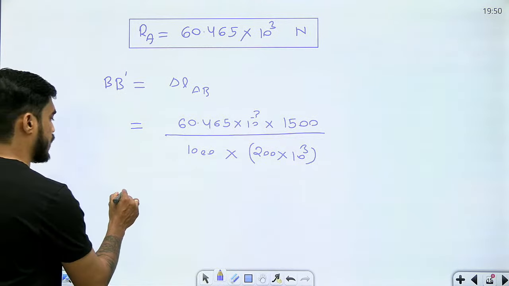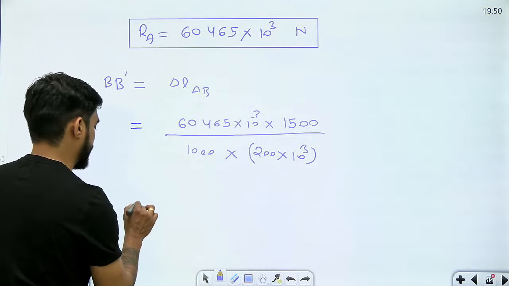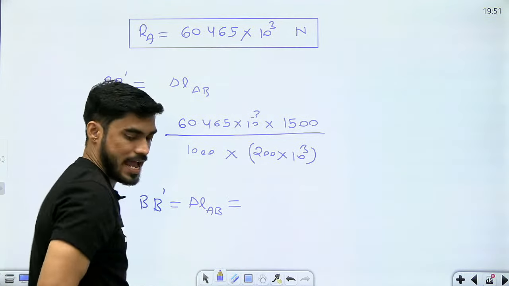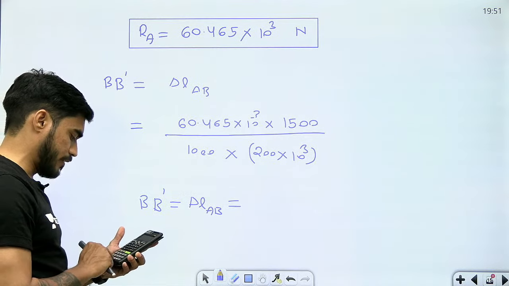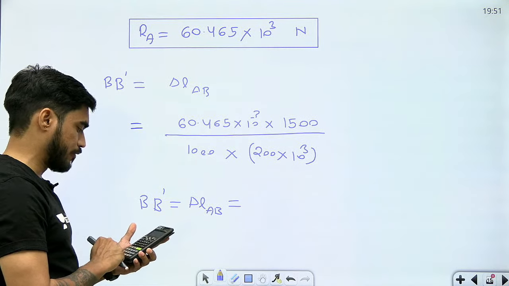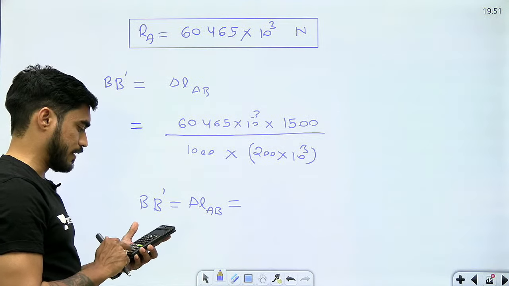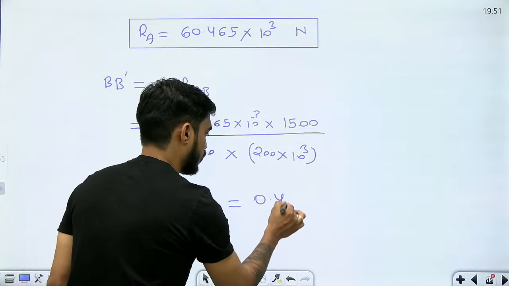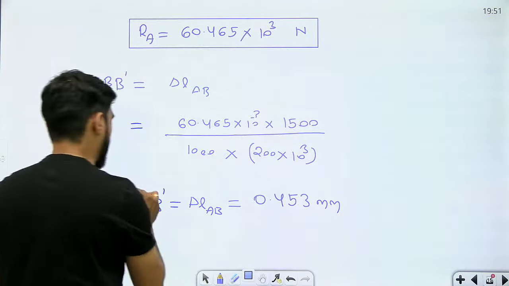So from here you are going to get the value of delta L of AB, or you can say BB dash. How much is it? 60.465 into 10 to the power 3 into 1500 divided by 1000 into 200 into 10 to the power 3. So it is 0.453 mm. So this is my answer.